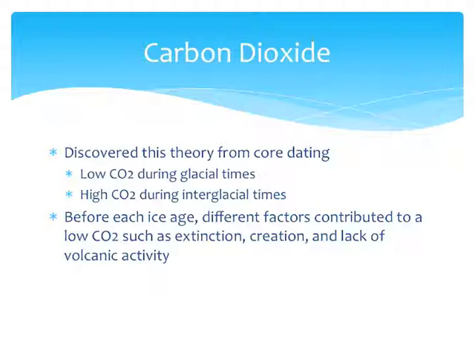Lastly, carbon dioxide levels have been shown to correlate to ice ages as well. Scientists have discovered this theory from core dating. Low CO2 levels occurred during ice ages, and high CO2 levels occurred during interglacial times. Before each ice age occurred, different factors affected the CO2 levels, which then led to an ice age occurring.